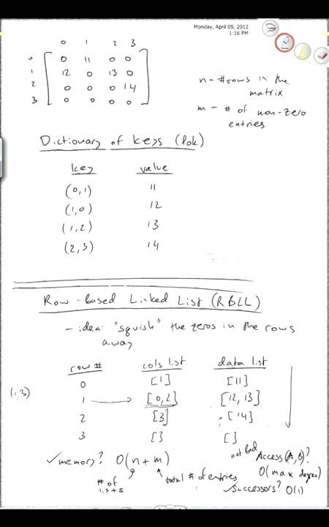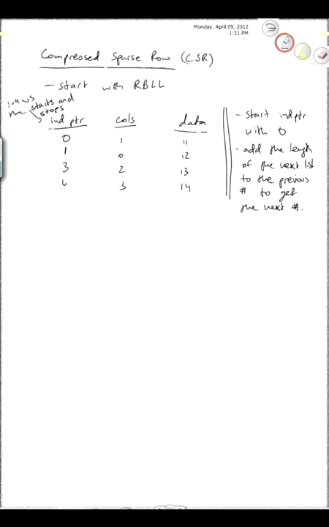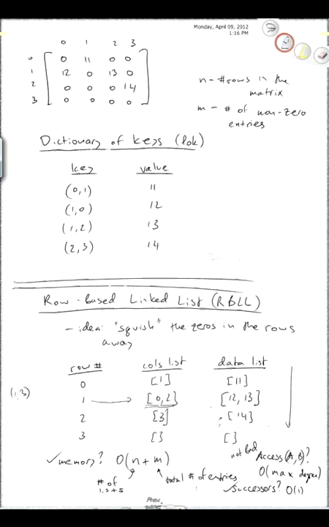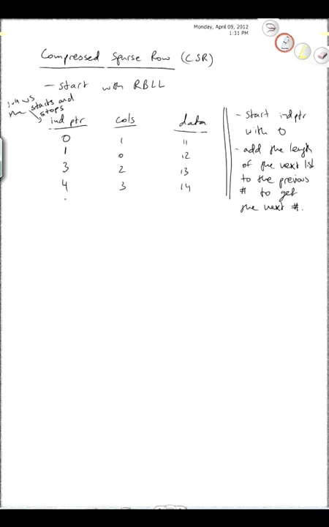To that 3, we have to add a 1, which is the length of this list right here, to get a 4. And then to that 4, we have to process the last row here. To that 4, we have to add a 0 to get the final number, which is going to be a 4. So that's how we mechanically create index pointer. But let's see what it means.